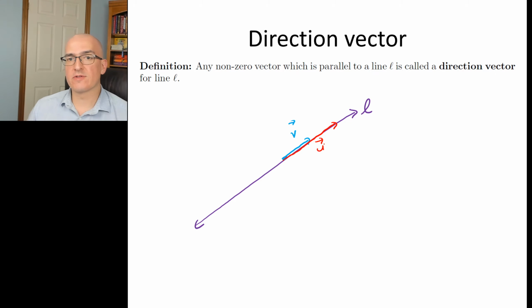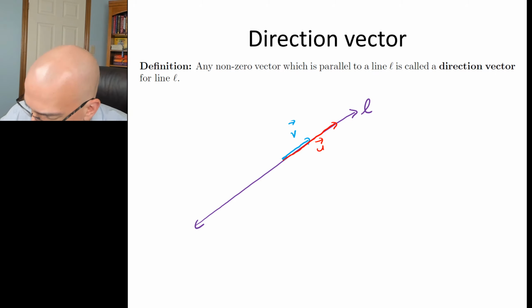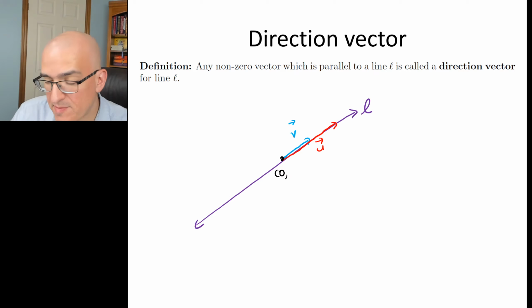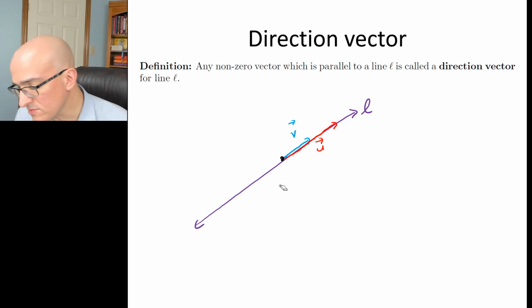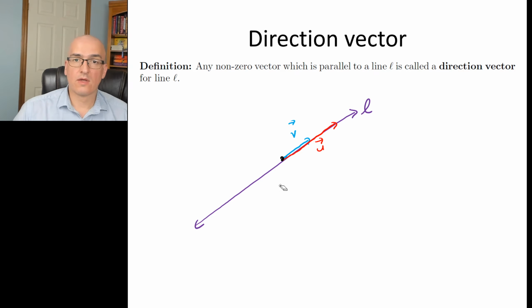Both of these vectors start at the origin. So this down here is the point (0, 0), if the line passes through the origin. It doesn't have to, but for the sake of drawing a nice picture, let's just pretend. What makes both of these things direction vectors is that they point literally in the same direction as that line. One of them is longer, one of them is shorter.